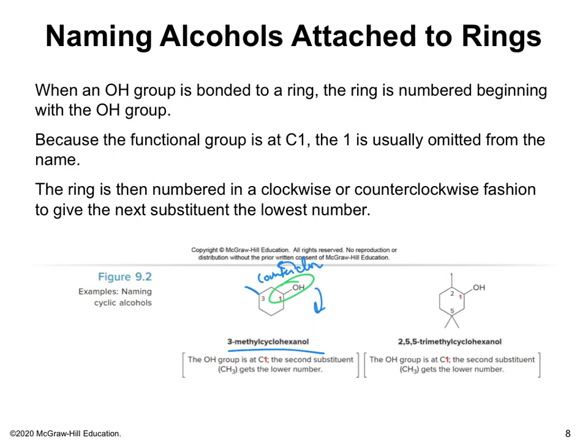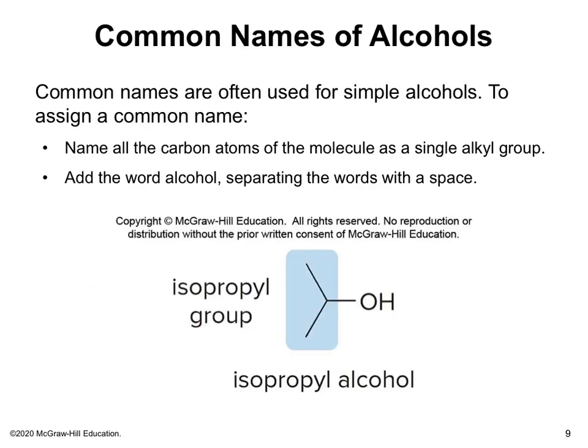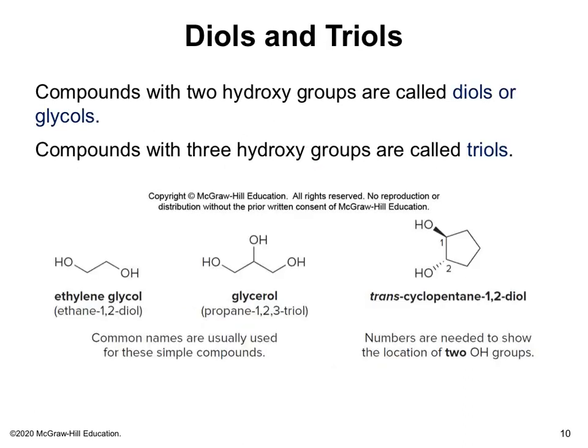So here the second substituent is at a 2. So this is 2,5,5-trimethylcyclohexanol. Common names. Sometimes you see common names, isopropyl alcohol. They're just separated by a space in the functional group. If you see diols, 1,2-diol, triol, 1,2-diol. Notice that this is a ring. You have a wedge above the ring and a dash below, so that's a trans.